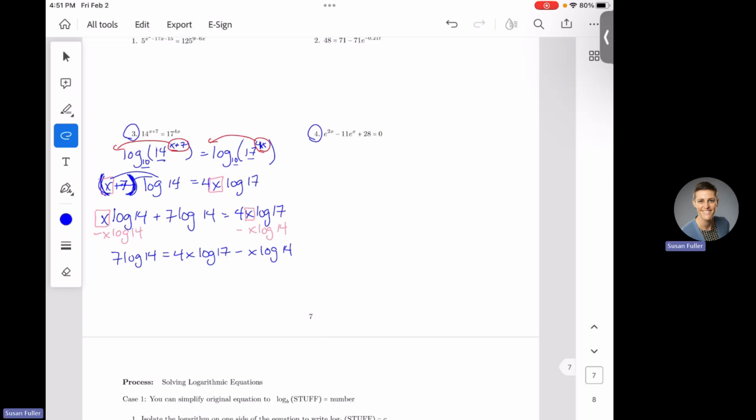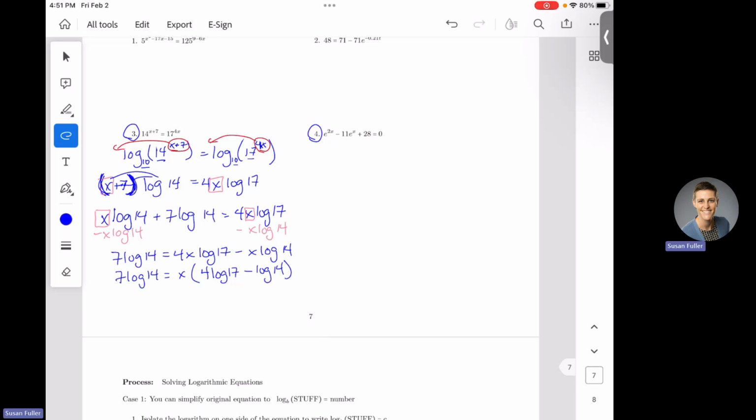Might look like we're not really getting anywhere, but now everything on the right side of this equal sign has an x in it. That's what I want to solve for. So I'm going to factor it out of everything on this side. When I pull an x out of everything on this side, I get 4 times the log of 17 minus the log of 14, right? I can factor that x out just like we would factor anything else out.